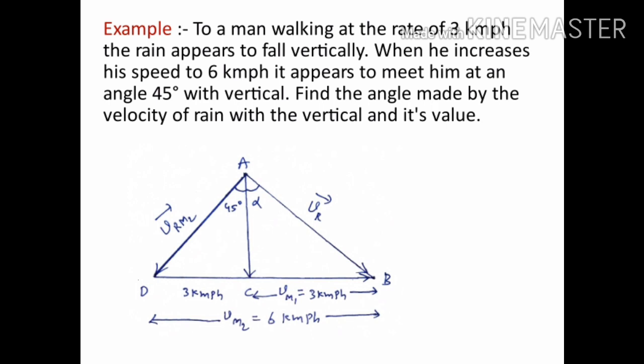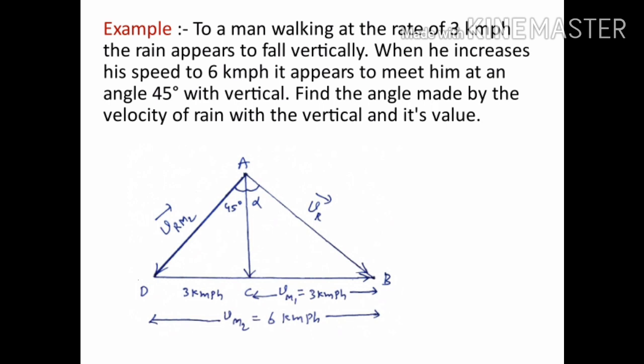And to understand that case 4, we are taking one example. A man walking at the rate of 3 km per hour finds the rain appears to fall vertically. When he increases his speed to 6 km per hour, it appears to meet him at an angle of 45 degrees with vertical. Find the angle made by the velocity of rain with the vertical and its value. This problem contains two situations, and those two situations are taken in one diagram as shown.